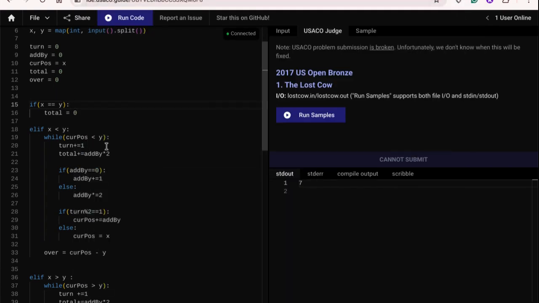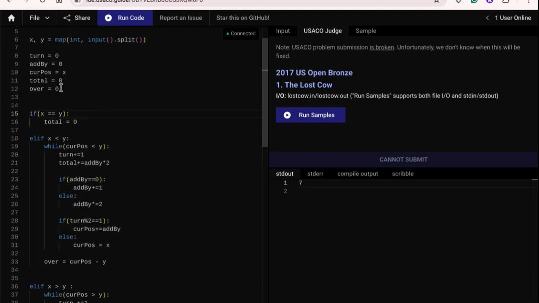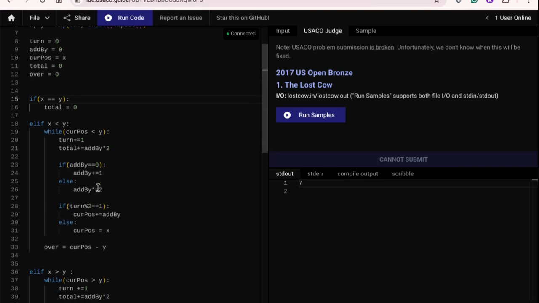So then we have total plus equals add by times 2. Now we have this case if add by equals 0. That's because we set add by equal to 0 initially. And if we never accounted for this, then if we multiplied add by 2, we would always just get add by to be 0. And we don't want that to happen because then we can never actually simulate our entire process.